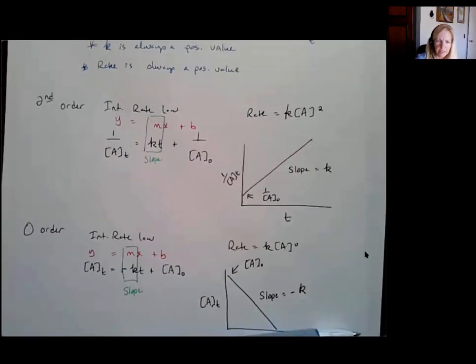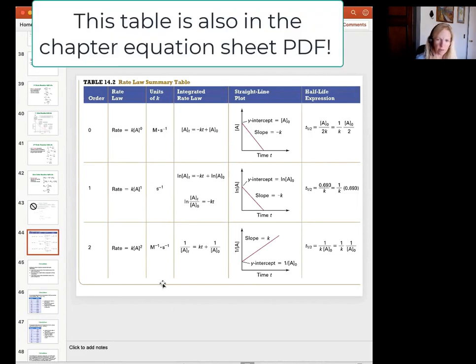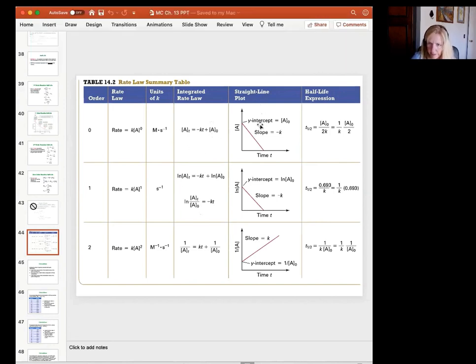All right, here's a table out of your textbook. In this table, what you see is that my order is in this first column: 0, 1, or 2. Here's my rate law, that original rate law expression. Here are my units of k. You see my units of k are going to be different depending upon the reaction order for A. This is our very simple view where I only have one reactant. Now I have my integrated rate laws, written in the y equals mx plus b format. And then here would be your straight line plot.